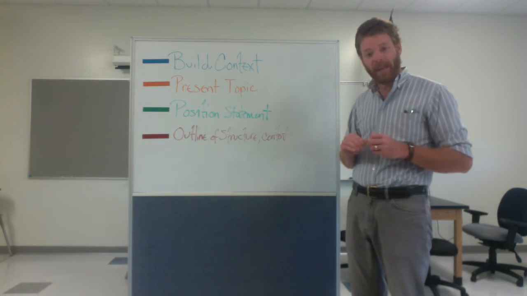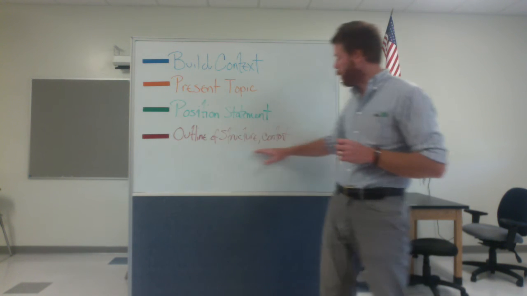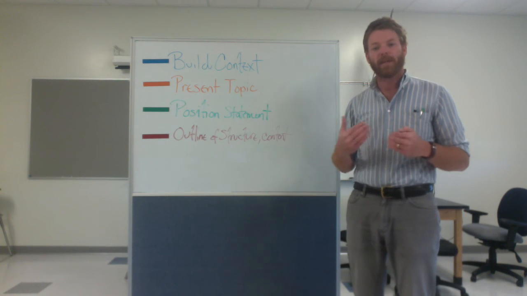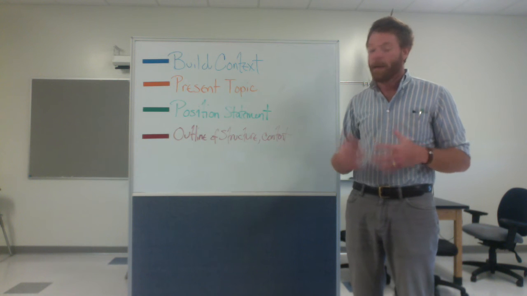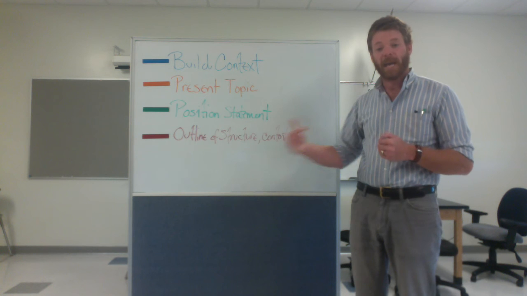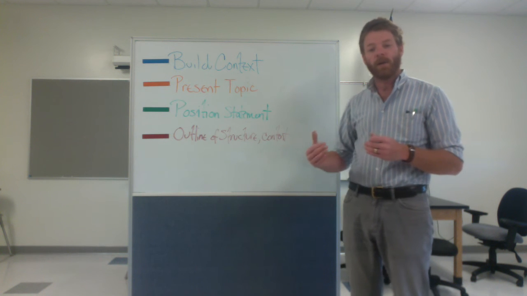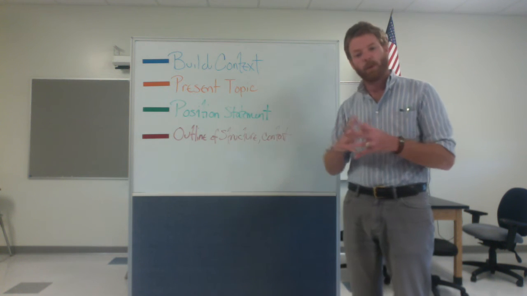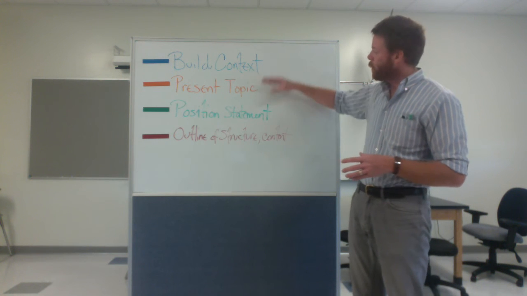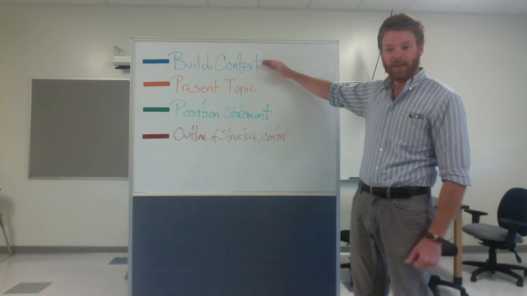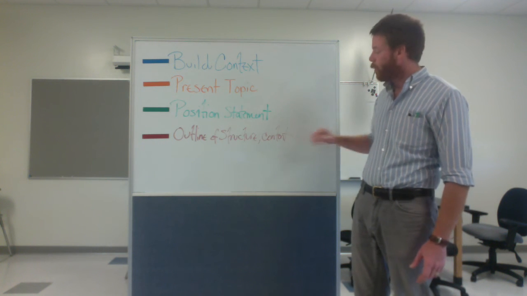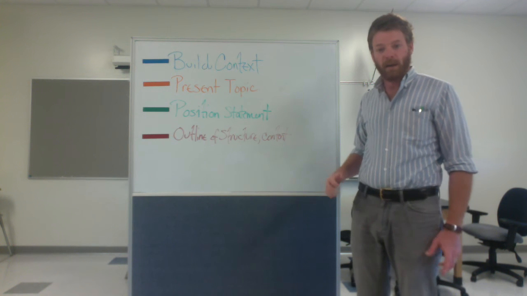Number 4, and the last thing is, we want to outline the structure or content of our essay. We want to preview for readers the organization that they're going to see. Mrs. O has a really great expression about a roadmap for the essay, showing the reader where we're going so that they can put those ideas together and connect to the position statement. So 1, 2, 3, 4. You're going to build context, you're going to present the topic, you're going to have a position statement, and you're going to outline the structure or content of the essay.